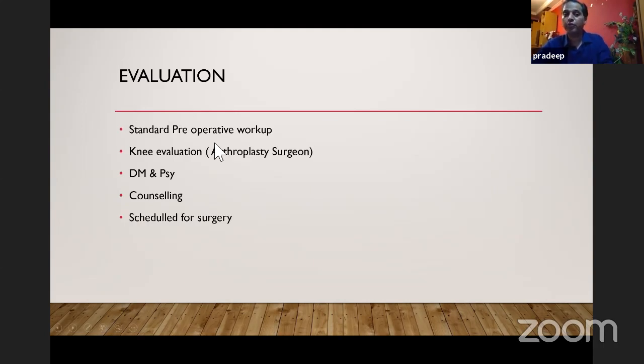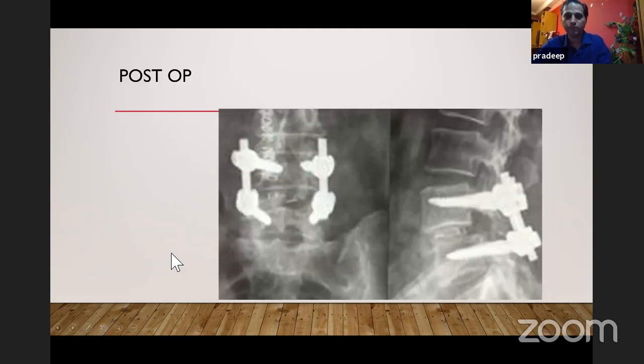So standard pre-operative workup was done, knee evaluation, then the arthroplasty surgeon was consulted. Diabetes and psychiatric evaluation or counseling was done and she was scheduled for surgery. So this was an open TLIF, standard, PEEK cage with a lot of bone graft there, still some residual deformity there, but she did well for 6 months.